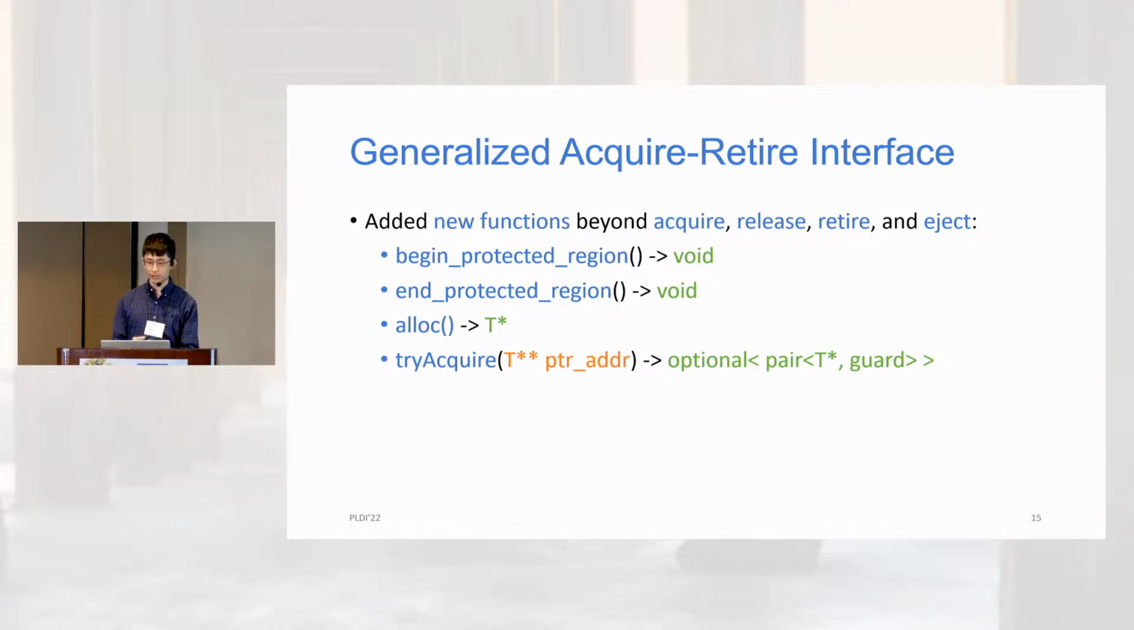This is useful in some memory reclamation techniques. And finally, we also add a try acquire function, which behaves similarly to acquire, except that it can possibly fail. We need this one because some manual techniques only provide a limited number of guards for protecting pointers. The try acquire function lets you know when you've run out of guards. And in our reference counting algorithm, if this happens, then we fall back to a slow path.